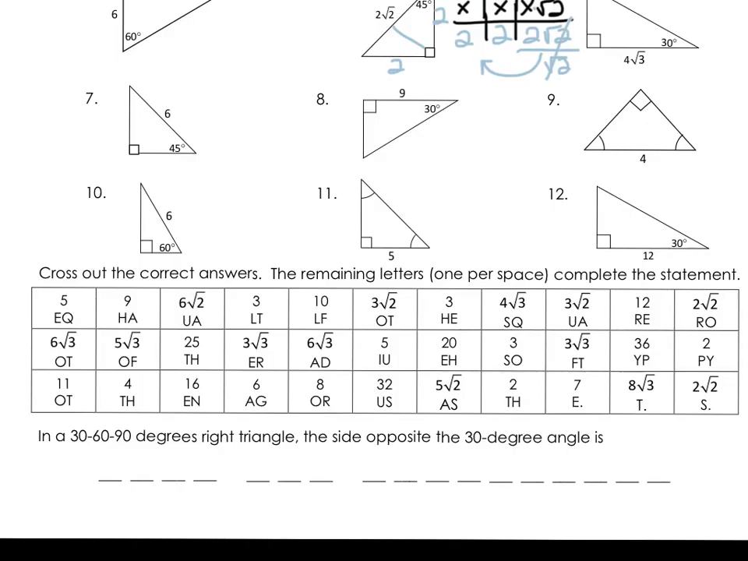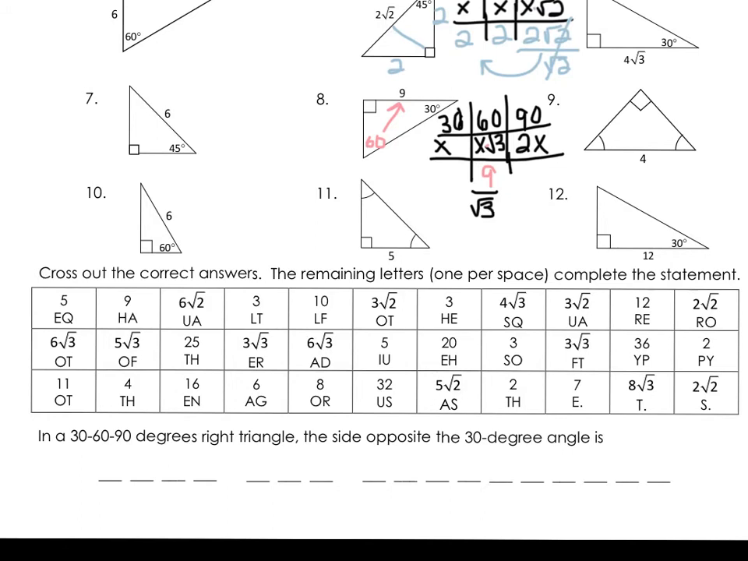Let's try number 8. It's a 30, 60, 90. So here's 30, 60, 90. The ratios are x, x square root 3, and 2x. So let's fill in what we have. We know the side across from the 60 is 9. So I'm going to fill that in right there. So we need to not multiply by the square root of 3, but divide by the square root of 3. So I'll put divided by the square root of 3.